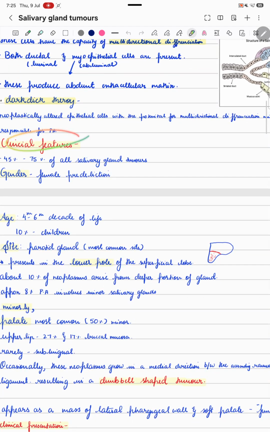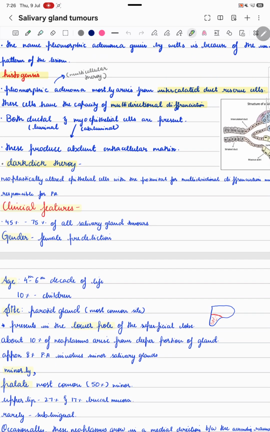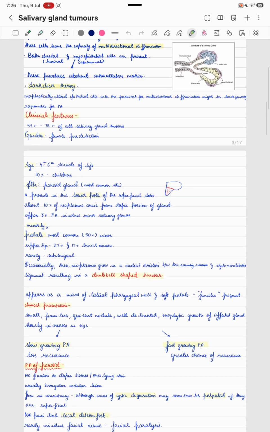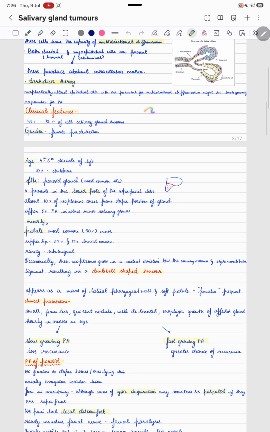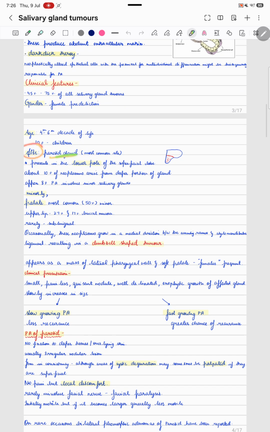Now, clinical features: 45 to 75% of all salivary gland tumors, gender is female predilected, age is 4th to 6th decade, right? Now, coming to the clinical features, it is 4th to 6th decade of life, 45 to 75% of all salivary gland tumors, female predilected, site is usually the parotid gland, present in the lower pole of the superficial parotid.